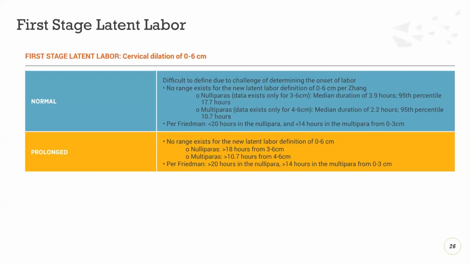So I've given you several slides here that you can take a look at. This comes from CMQCC, and these are the ranges based on the current evidence of what we should be using. And looking at some of these hour ranges, we certainly have not been following this. So it's normal. First stage is difficult to define, but it can be anywhere from 3.9 hours, which is the median duration, up to 17.7 hours. So a long time for that first stage of latent labor. That's 0 to 6 centimeters.